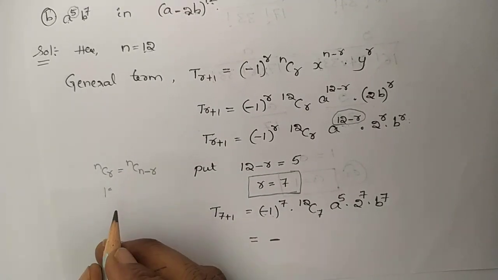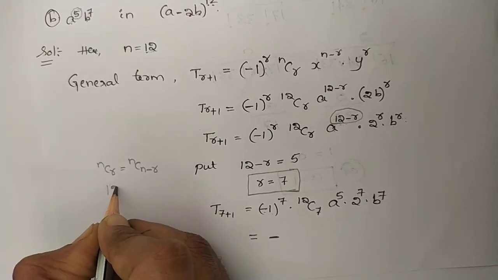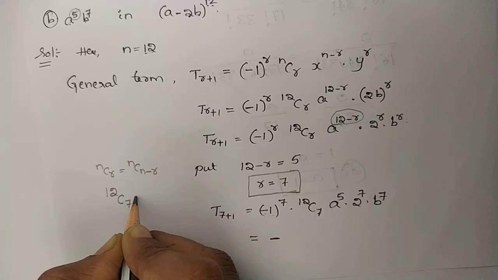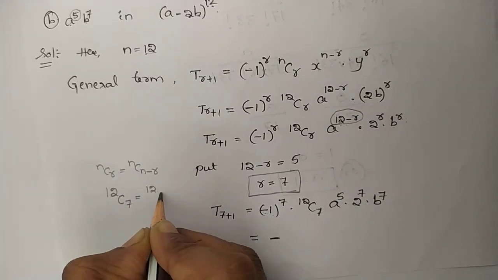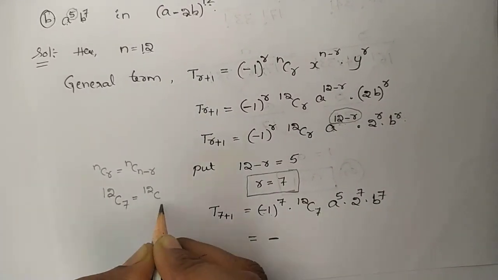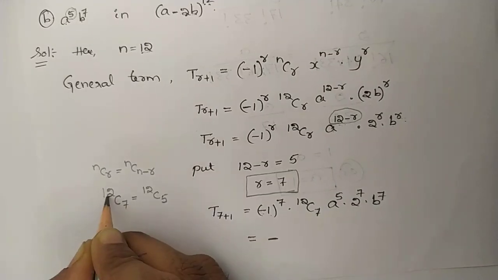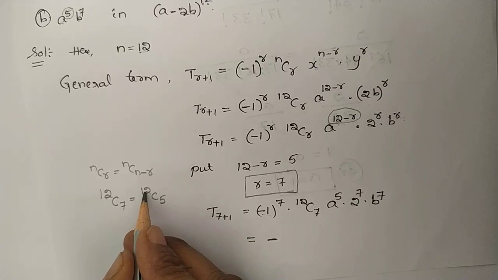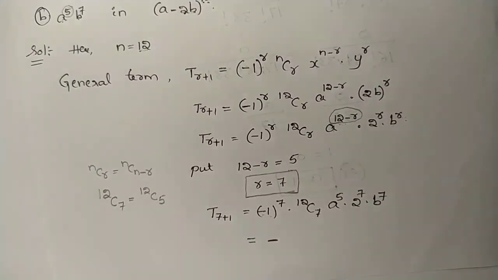nCr equals nC(n minus r). Now, by using this formula, 12C7 can also be written as 12C(12 minus 7). 12 minus 7 is what? 5. So 12C7 can also be written as 12C5.